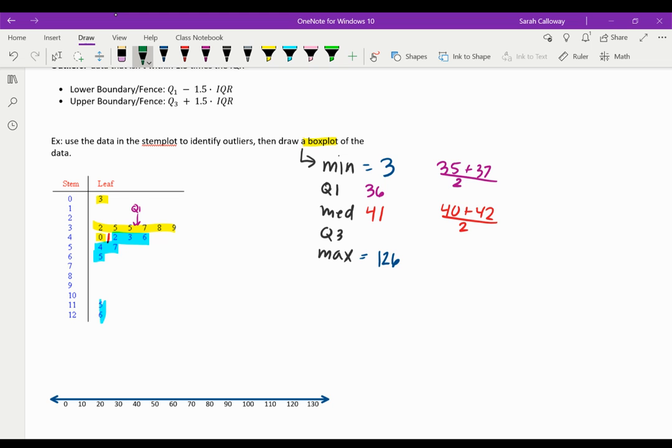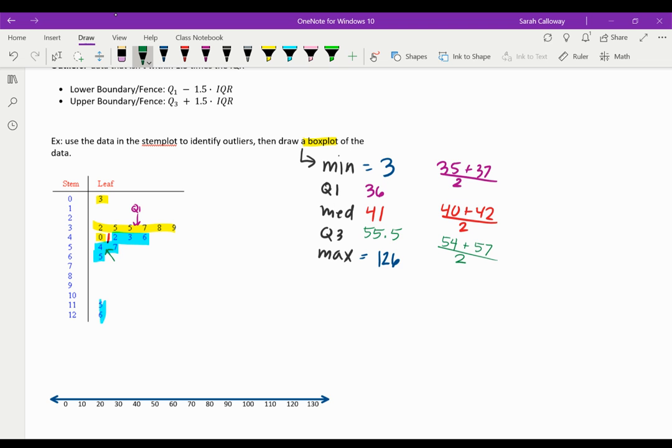In the upper half, I've got 4 values on either side. So the middle of the data is between 54 and 57. 54 plus 57 divided by 2 is going to give us a value of 55 and a half. And so that means that we have our 5-number summary.